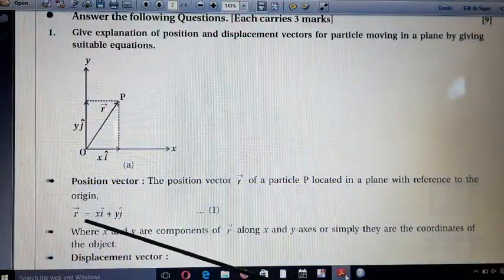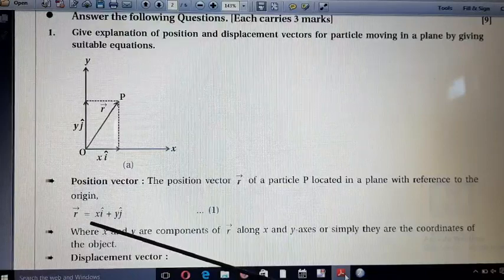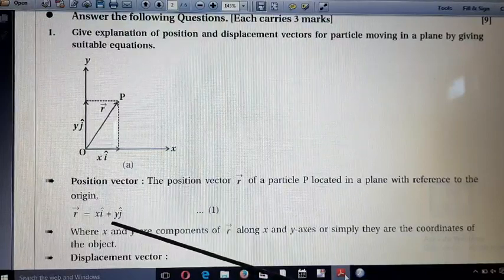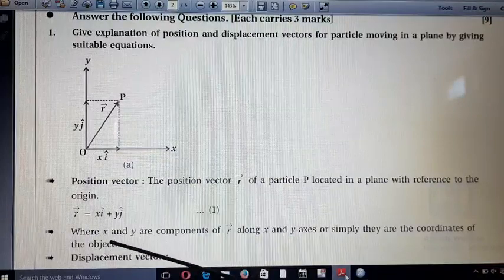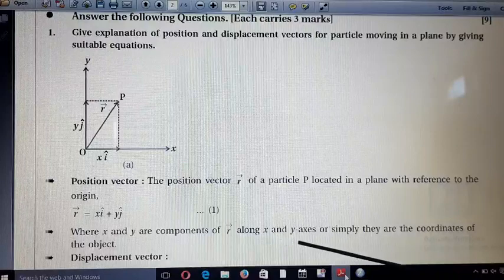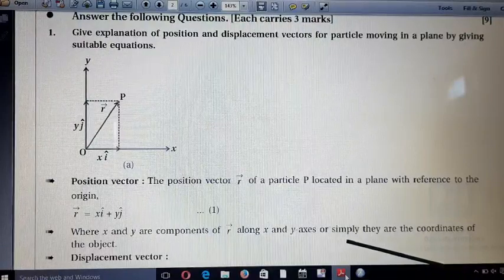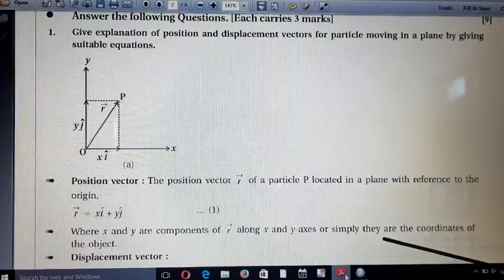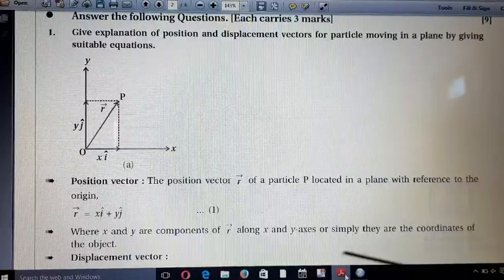Here vector r is equal to x i caret plus y j caret, where x and y are the components of vector r along the x and y axes, or simply they are the coordinates of the object.